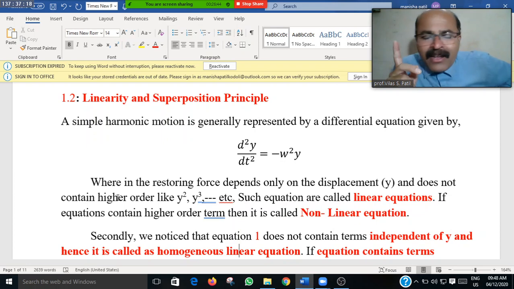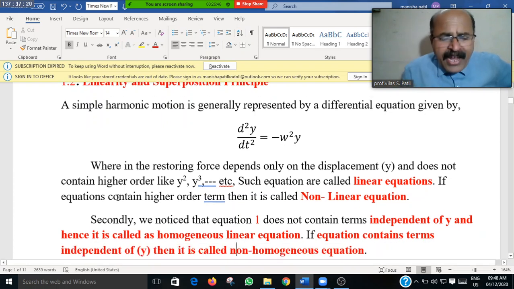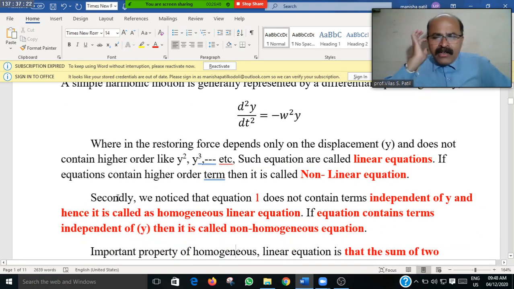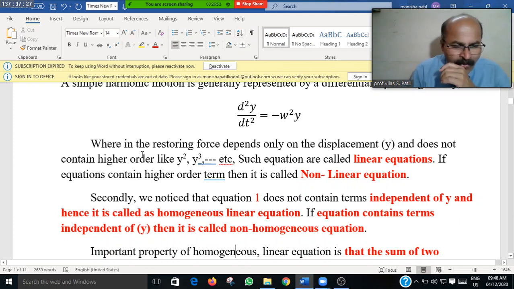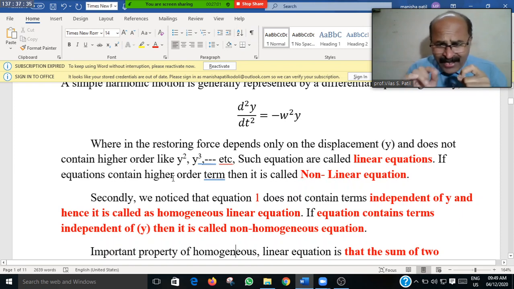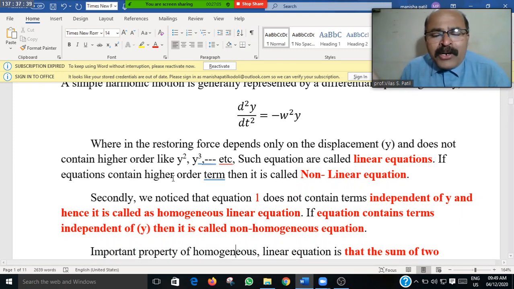It will be denoted by a minus sign. And here, a very important theme of restoring force is given, where the restoring force depends upon the displacement y and does not contain the higher orders of y: y square, y cube, y raised to 4, y raised to 5, and so on.